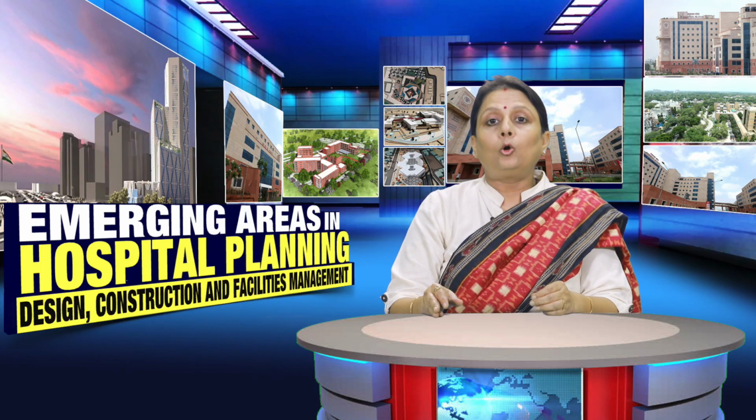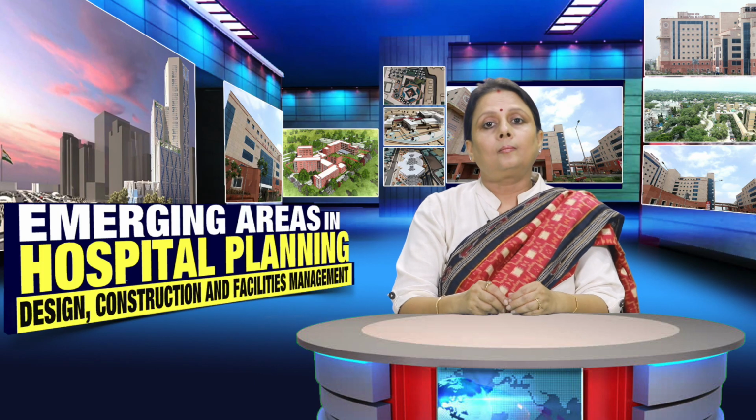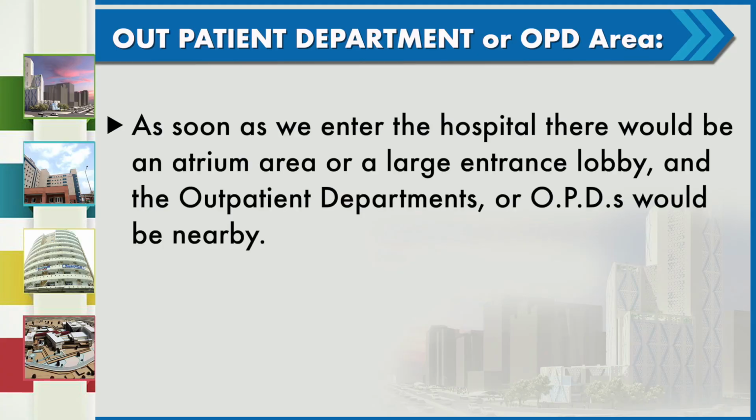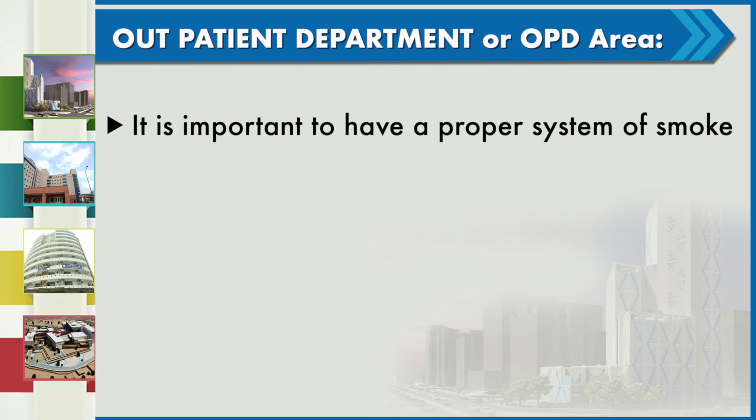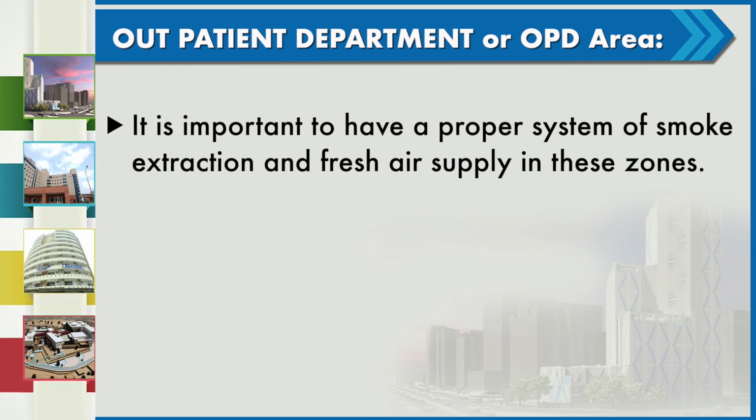Now we come to the outpatient departments or OPDs. As soon as we enter the hospital, there would be an atrium area or a large entrance lobby, and quite nearby we will have the outpatient departments. These areas have a large number of people visiting and waiting and are critical due to the high population. It's important to have a proper system of smoke extraction and fresh air supply in these areas.